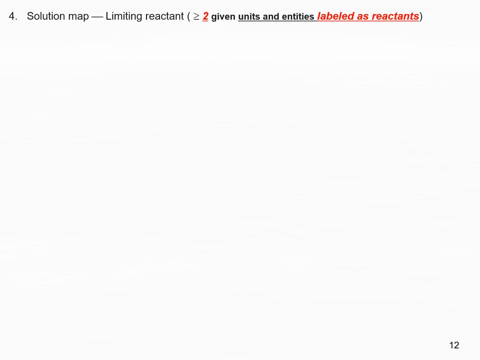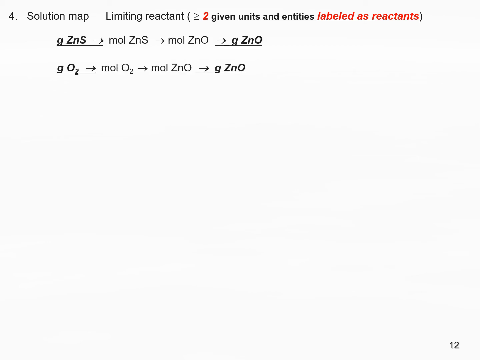As we said, this is a limiting reactant problem because 2 or more given units entity labeled as a reactant, which we know the amount of. So 2 solution maps, as we already discussed. So from grams of zinc sulfide to the moles of zinc sulfide to the moles of zinc oxide, and the grams of zinc oxide. And we do the very similar thing from grams of oxygen to the grams of zinc oxide.